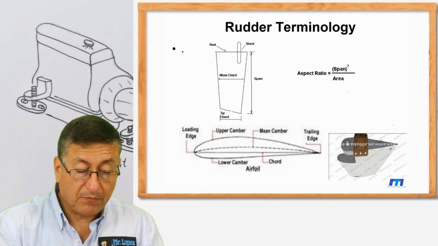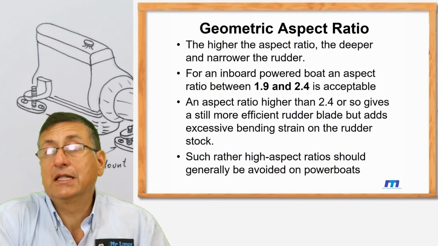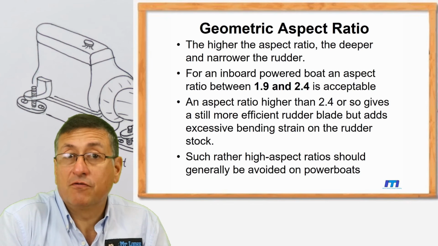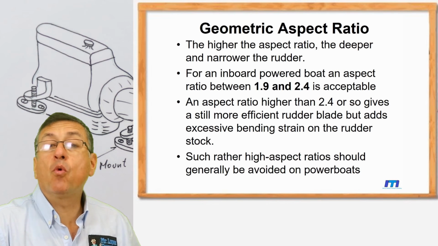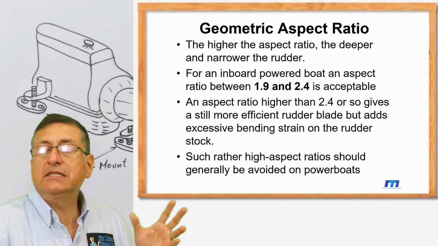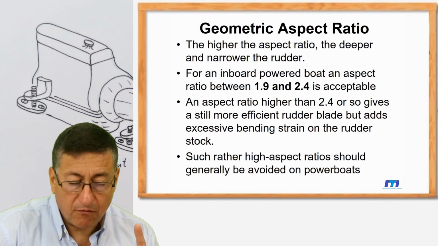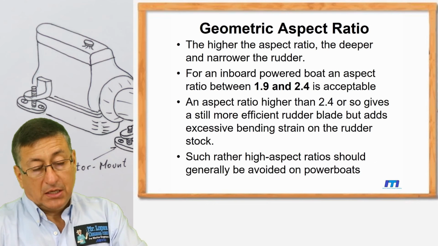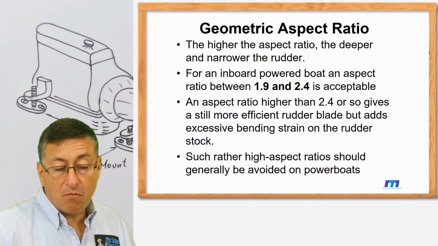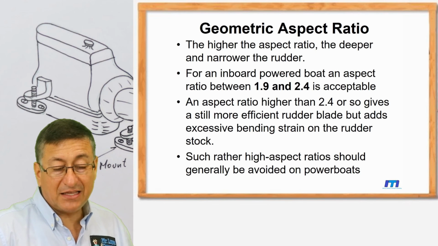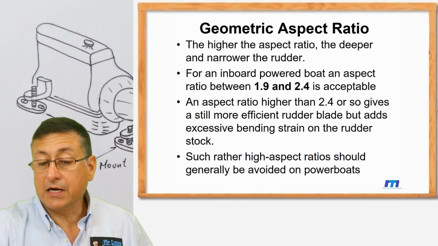And this is very important because according to the aspect ratio, you can select the appropriate rudder for your boat. For inboard power boats, the aspect ratio should be between 1.9 and 2.4. This is the acceptable number for aspect ratio for inboard power boats. An aspect ratio higher than 2.4 gives a still more efficient rudder blade, but adds excessive bending strains on the rudder stocks. Okay, be careful with that.